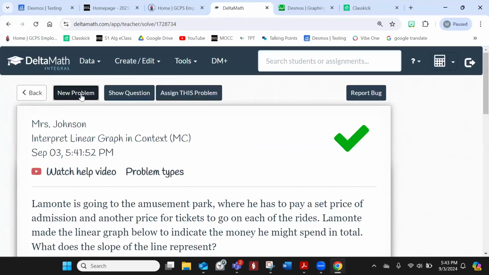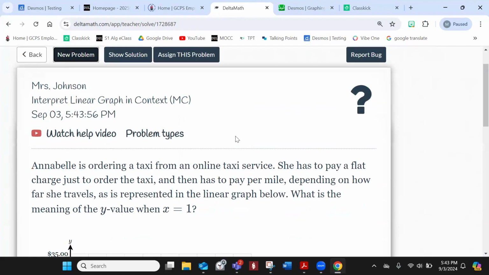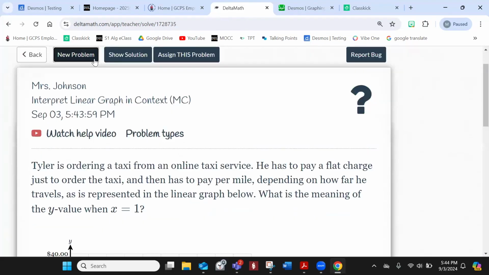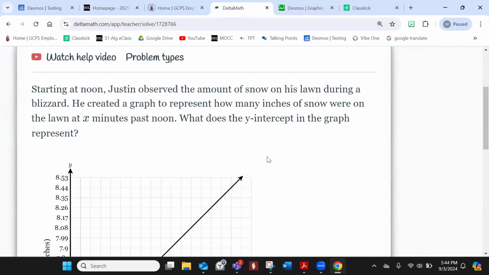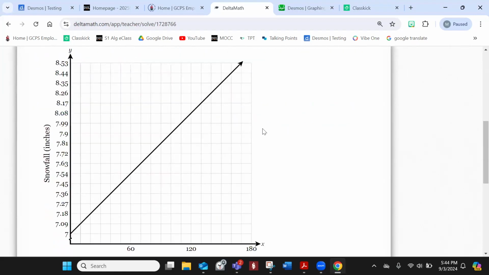All right, then we're gonna do one more of these, and we're gonna do the y-intercept one. I think it was on here. Oh yeah. All right, so let's do the y-intercept one. Then after that, we're gonna move to another type. In this one, they gave us a whole bunch of different types, so one of them may show up on your test. Just make sure you know how to do all of them. So it says starting at noon, Justin observed the amount of snow on his lawn during a blizzard. He created a graph to represent how many inches of snow were on the lawn at X minutes past noon. What does the y-intercept in the graph represent?